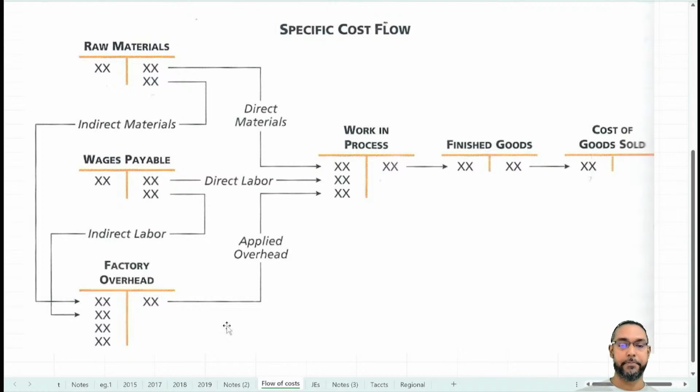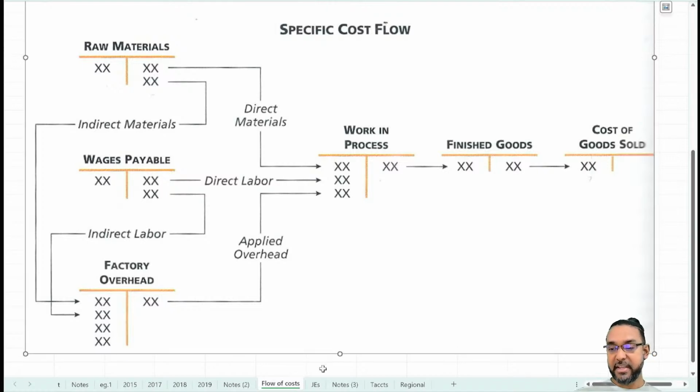So what that means is that the amount being transferred out is also going to either be too much or too little. So what's going to happen is you're going to either have over-applied overheads, as in you're going to transfer out too much, or you're going to have under-applied overheads, in which case you transferred out too little. Now what that means is that if you transfer out too little, you're going to have a balance in the overhead account, right?